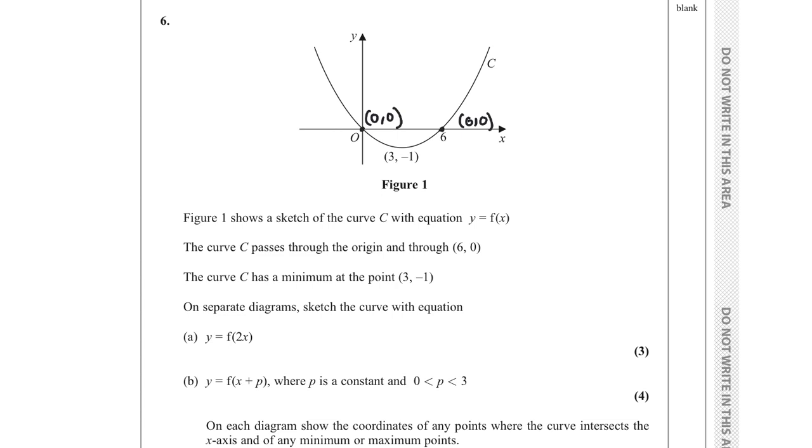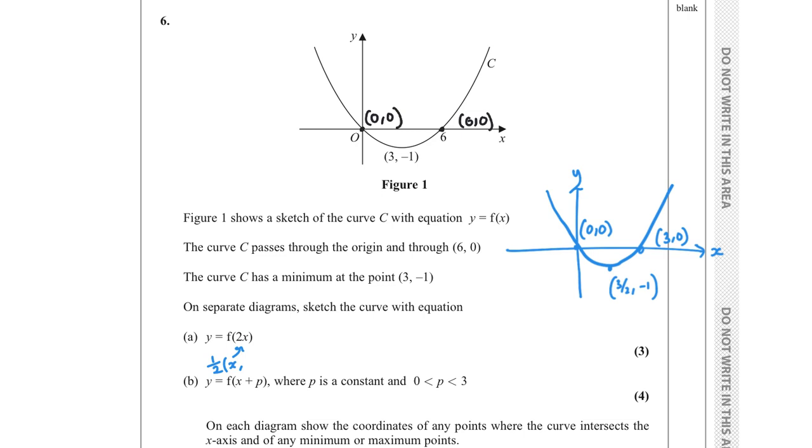Inside, so it affects x, and we're going to half all of the x coordinates. Okay? So, when I'm sketching this using a ruler and a pencil, I can draw the exact same sketch, and then all I need to do is half all the x coordinates. There we go. Right, so A is quite easy.